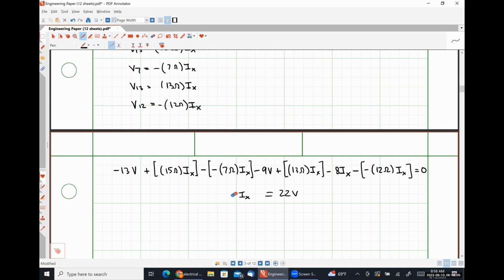Actually, let me put this as 39 ohms Ix, so we're not playing fast and loose with the units. Now, one thing that you may be slightly concerned about here: the 15 ohm resistor, the 7 ohm resistor, the 13 ohm resistor, the 12 ohm resistor, I added all those together. I also added that negative 8 Ix in there. Is that okay? Well, sure.